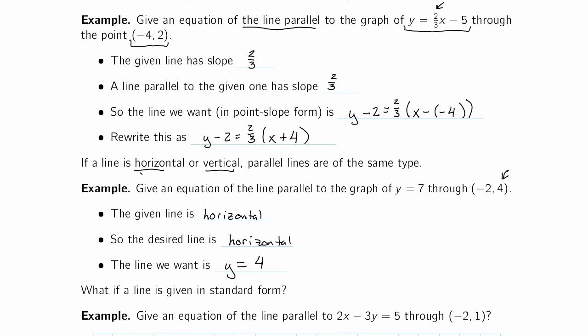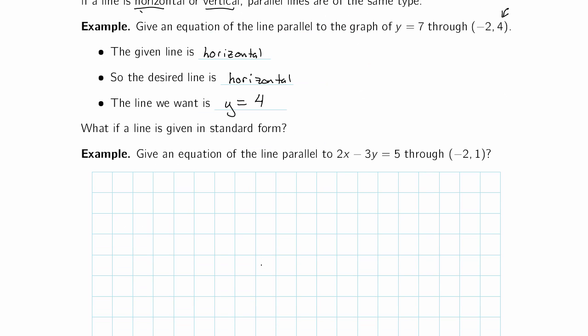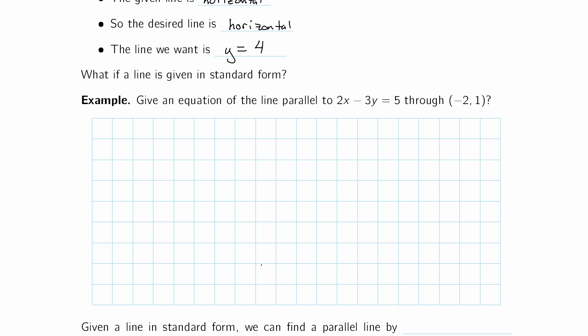Okay, so much for slope-intercept form, so much for horizontal and vertical lines. What if we're given an equation in standard form and we want to find a line parallel to it? The standard method here is to rewrite in slope-intercept form to find the slope. So we'll subtract 2x from both sides and divide both sides by -3.